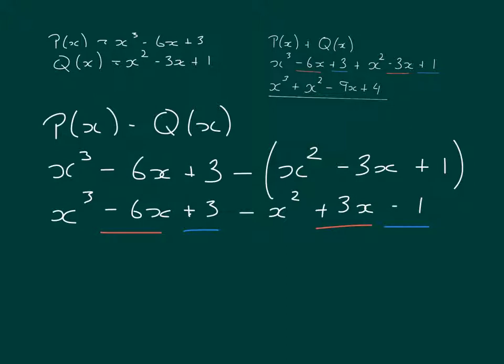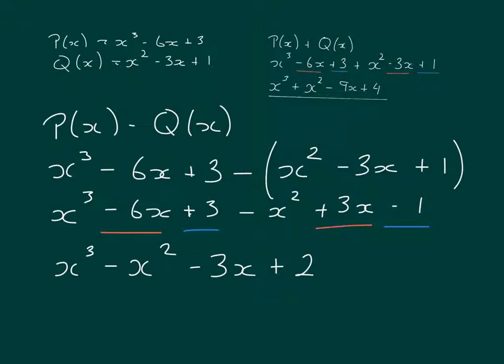So now I simplify and write down what I need to. x cubed minus x squared minus 3x plus 2. So there you have it. You can do addition and subtraction. The other thing you can do is multiplication. I'm not going to show you that example, but it really just means that you would be multiplying everything in qx by everything in px, and you would use your FOIL method to do that.